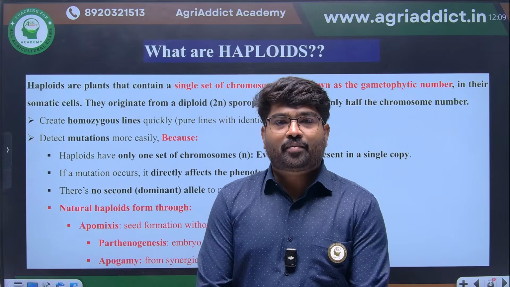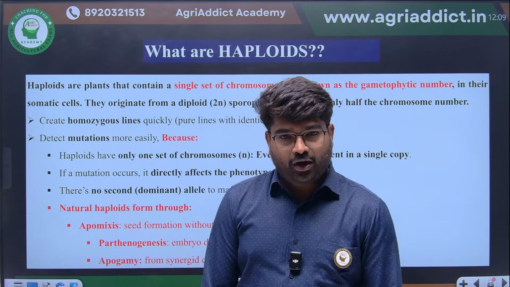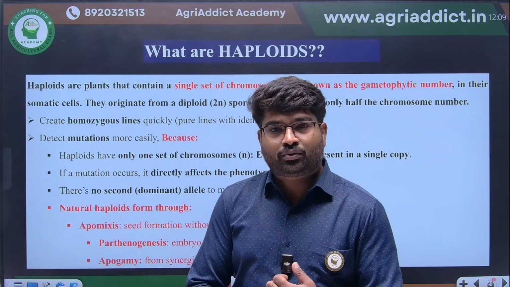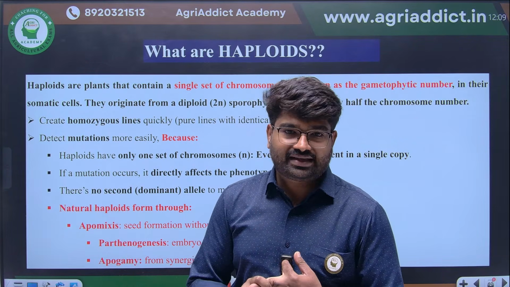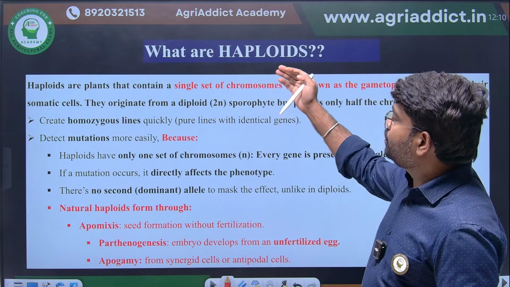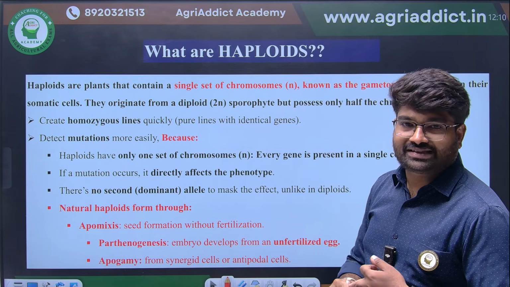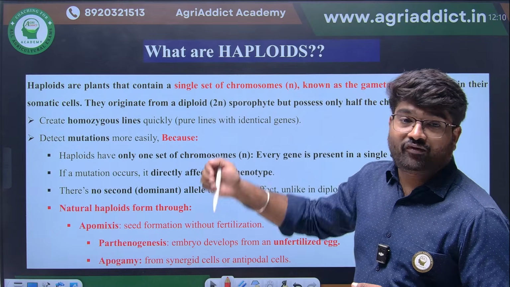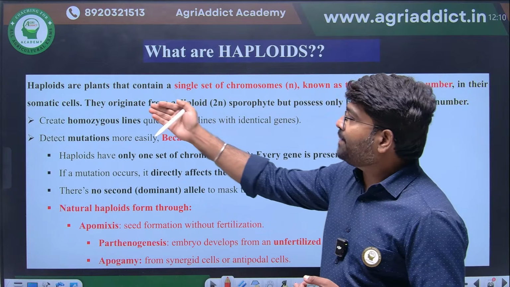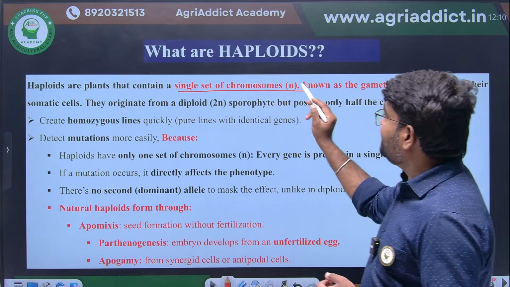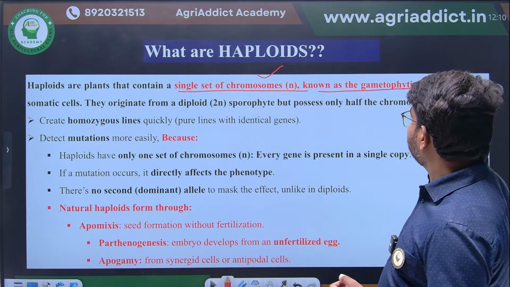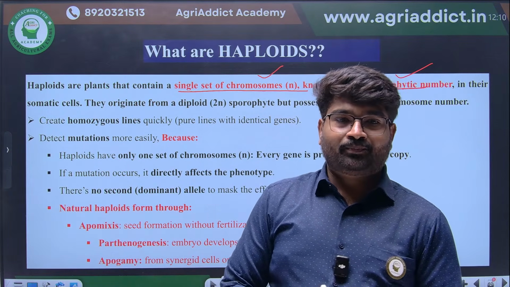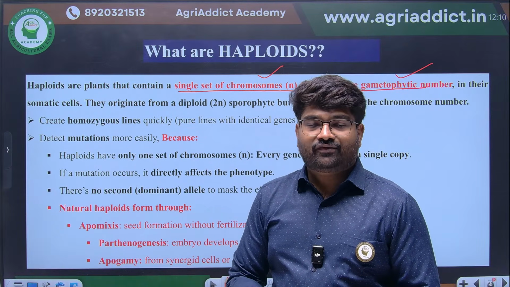Now we are coming to another most important thing, haploids. We are going to see what is a haploid, what the different techniques used for haploid production are, and who the scientists were that discovered haploid culture. We already saw that Guha and Maheshwari discovered haploid culture. First we will see what is meant by haploid, because they have asked the definition of haploids once. Haploids are plants that contain a single set of chromosomes, that is the gametophytic chromosome number. So this is the definition for haploid.